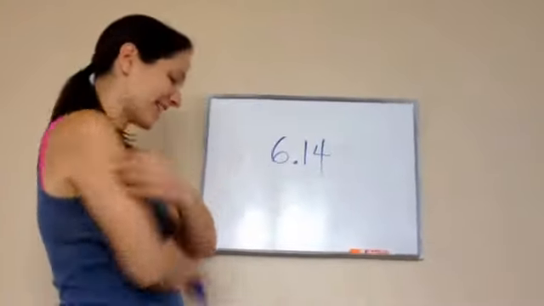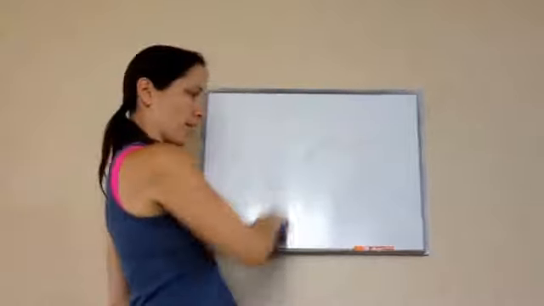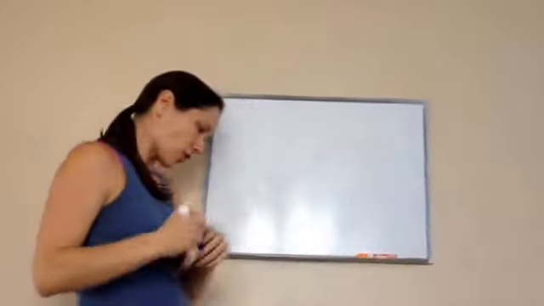Okay, 6th grade, lesson 14. This is on the number line and negative numbers. Okay, so let's talk about something.